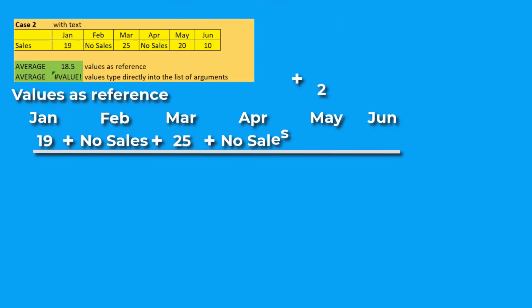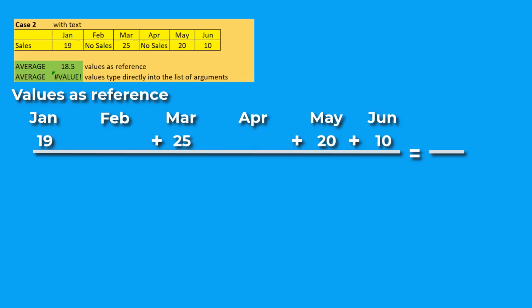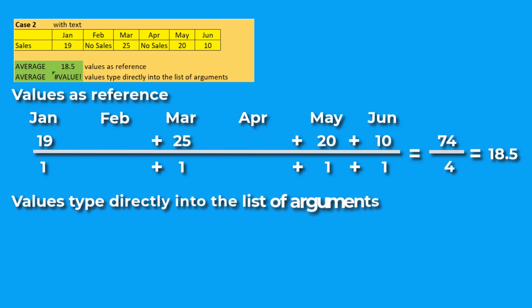When values are entered as a reference, those cells that have text values, such as no sales in February and April in our example, are simply ignored and not added. The sum of values is only 74. February, where we have a text value, is not counted. Same situation with April. Therefore, we only have a count of 4. The result is an average of 18.5. As we already observed, the second method will return a value error.